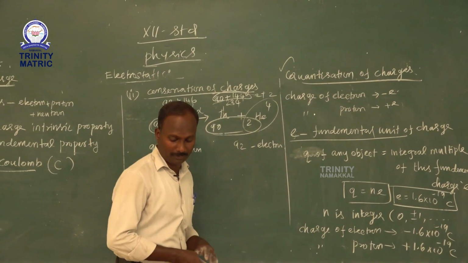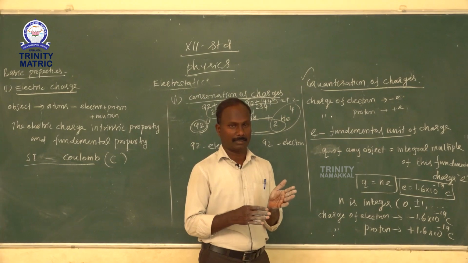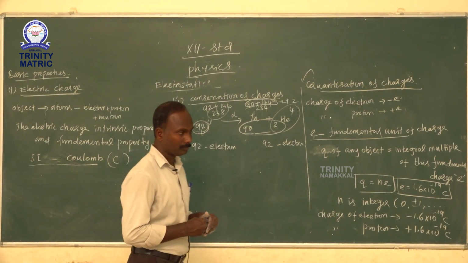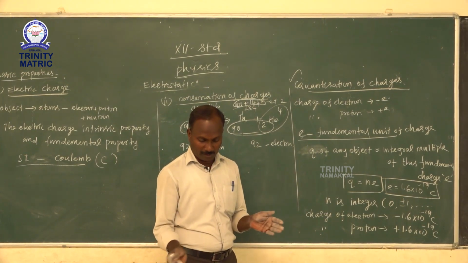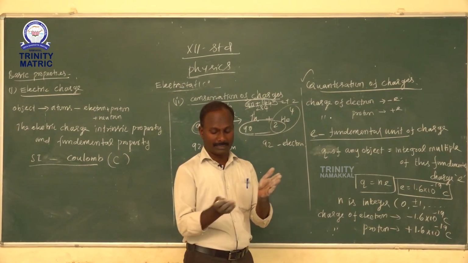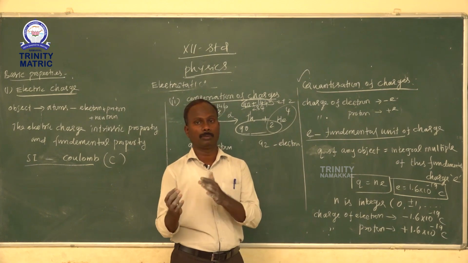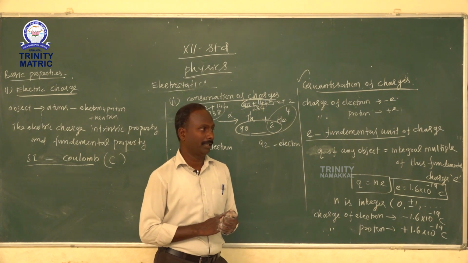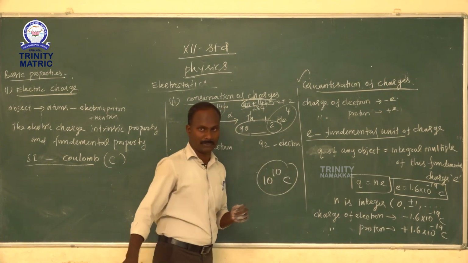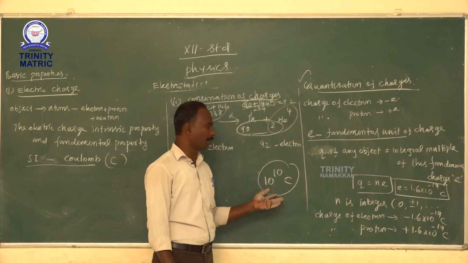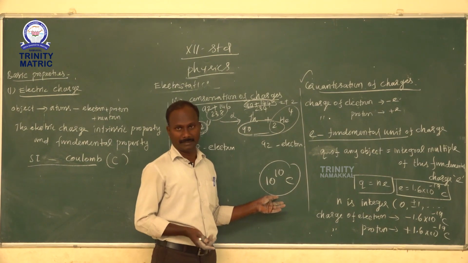But in our daily life, when the glass rod is rubbed with a silk cloth, as I have shown already, charge is just transferred. So, how many coulombs of charge will be transferred? Practically it is of the order of 10^-10 coulomb of charge that will be transferred. So this much amount of charge cannot be measured directly.